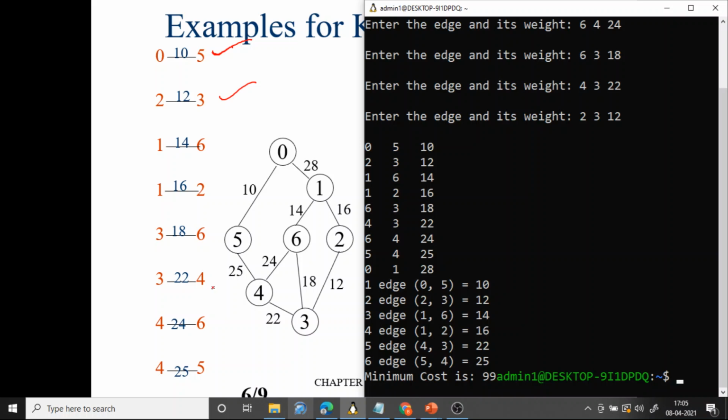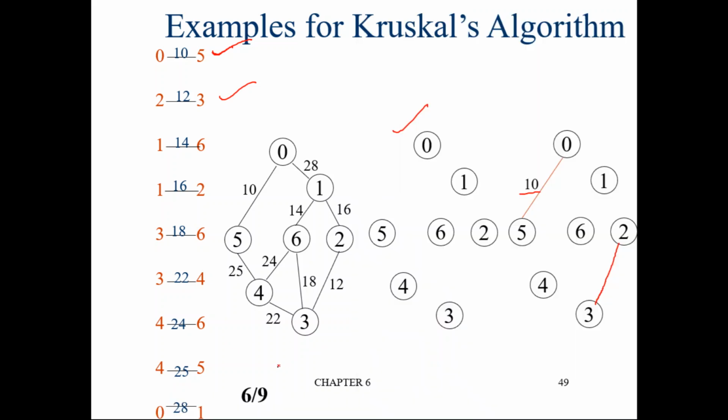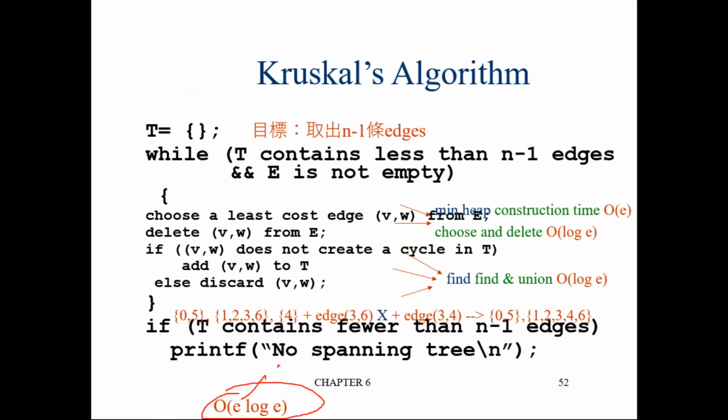First it sorts the edges in ascending order: 0 to 5 with 10, 2 to 3, 1 to 6, 1 to 2, 6 to 3. 6 to 3 or 3 to 6, either way. 3 to 4 or 4 to 3, both are the same. 6 to 4 or 4 to 6, both are the same. 4 to 5 or 5 to 4, both are the same. 0 to 1 is of highest cost. Then you see what edges it is adding. Let us take the minimal spanning tree.